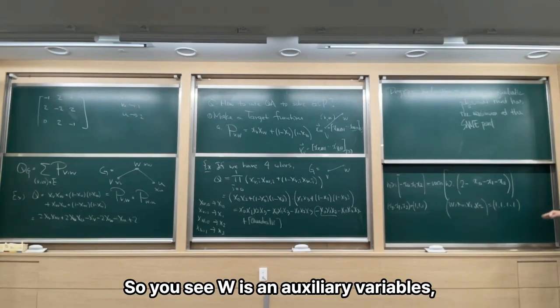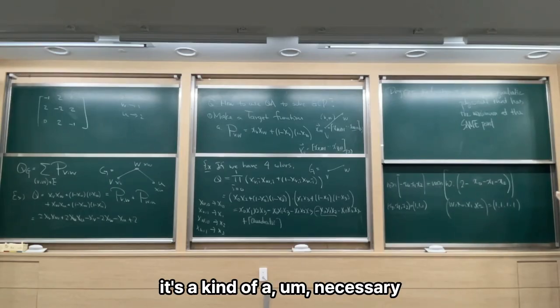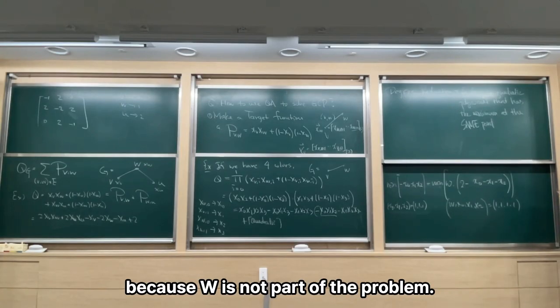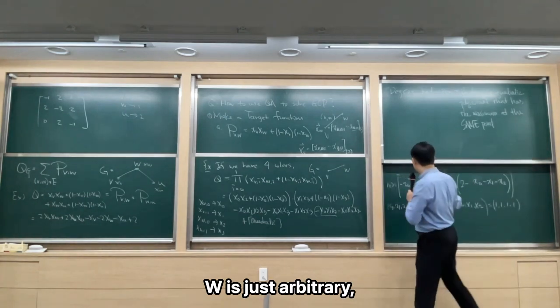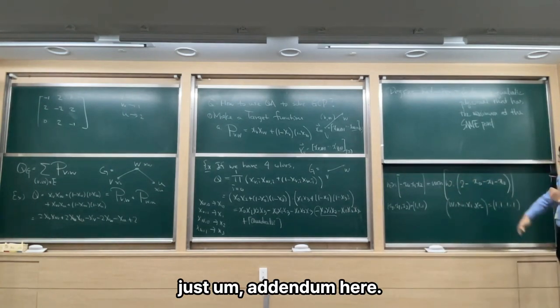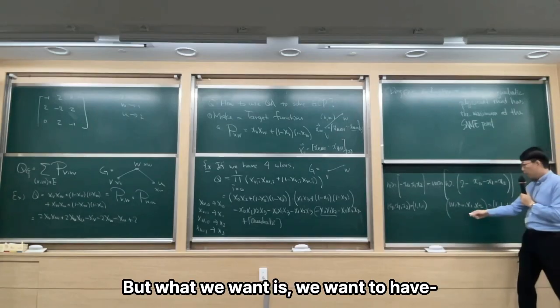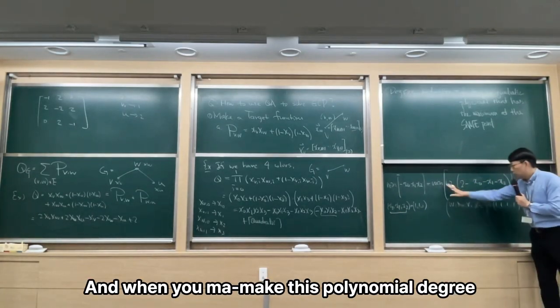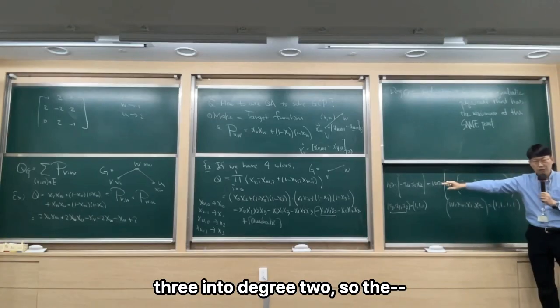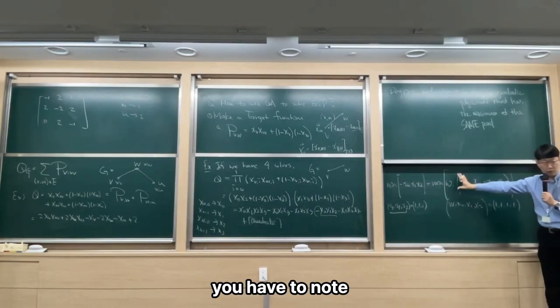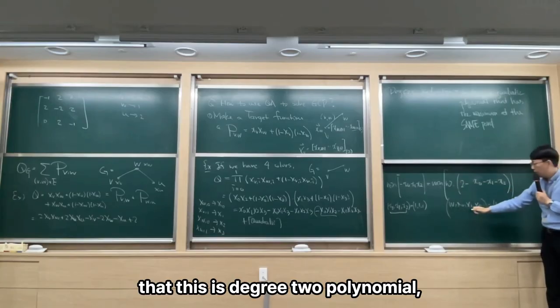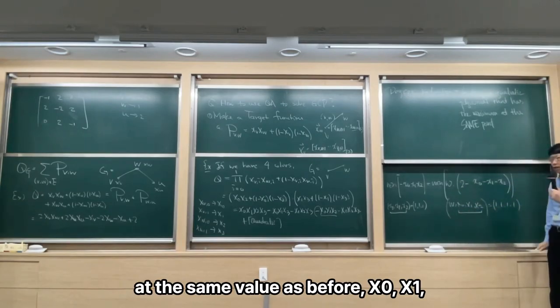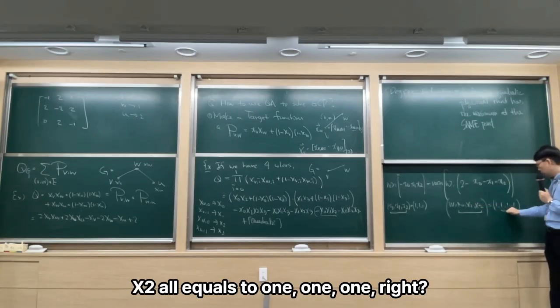So you see, W is an auxiliary variable. It's kind of necessary, but it's not really important because W is not a part of the problem. W is just arbitrary, just an addendum here. But what we want is the value of x0 to x2. And when you make this degree 3 polynomial into a degree 2 polynomial, the minimum is attained at the same value as before, x0, x1, x2 all equal to 1, 1, 1, right?